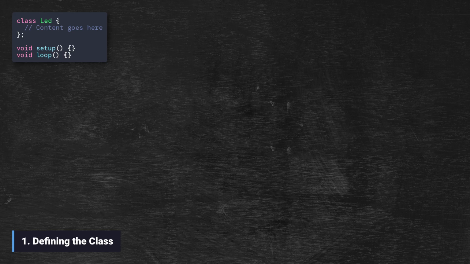To define a class, we use the keyword class followed by the name, in our case, Led. By convention, class names start with an uppercase letter. We then open a pair of curly braces and, very importantly, we must end with a semicolon after the closing brace.